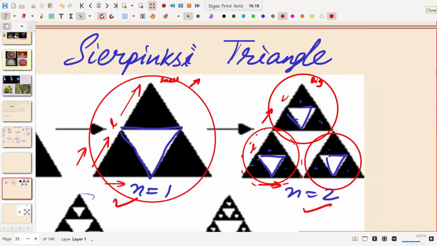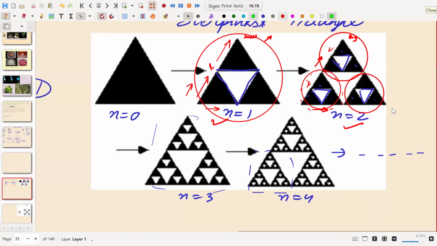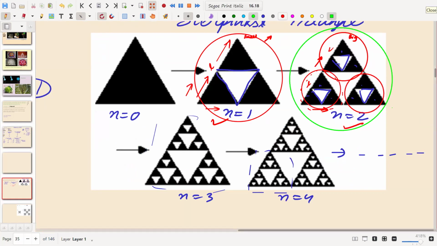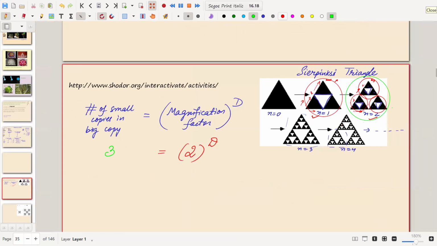If you have not understood properly, let us go to the next one. Let us look at this big picture. This is the big one. How many of those copies do you see here? Yes, 3, right? So from this step to this step, you are fitting the same number of copies. So the formula is not going to change and the result is not going to change. The number of small copies in the big copy is 3.